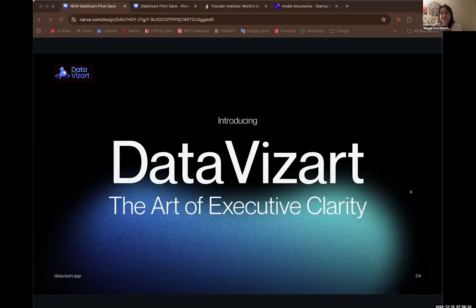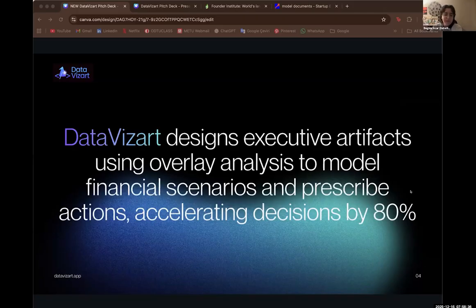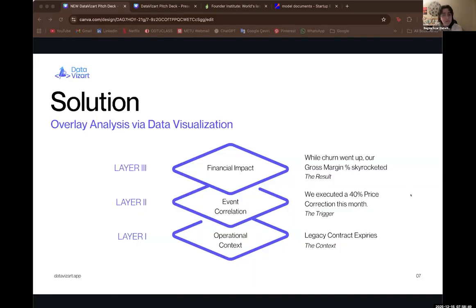Now let me introduce you Data Wizard, the art of executive clarity. Data Wizard designs executive artifacts using overlay analysis to model financial scenarios and prescribe actions, accelerating decisions by 80%. Recalling Mert, our CFO from our case scenario, he projects a single view. He doesn't just show the churn, he peels back the layers of reality.